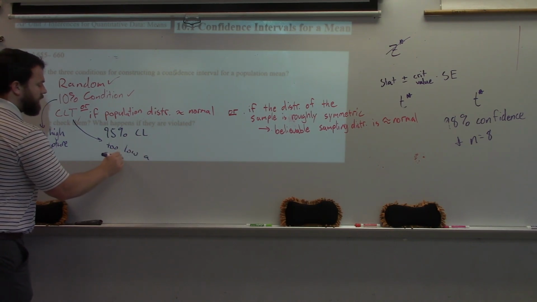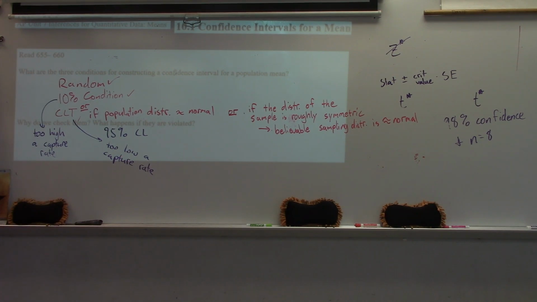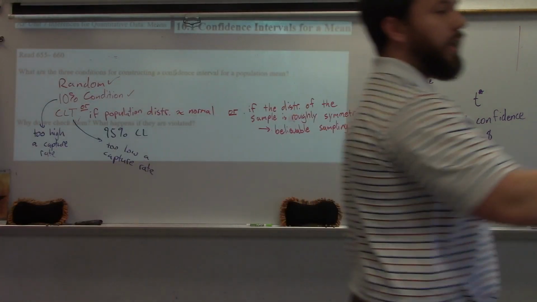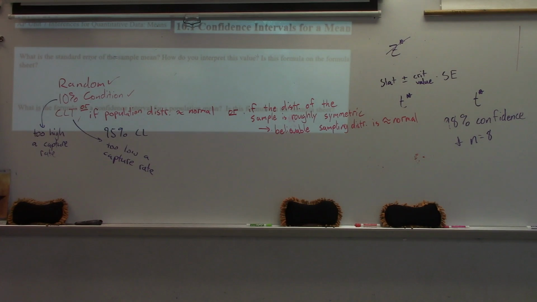And so what happens is we have the wrong capture rate. We want a 95% confidence level. We want a 99% confidence level. If we violate those conditions, and if we violate random, the data is bad. We definitely have the wrong stuff there.